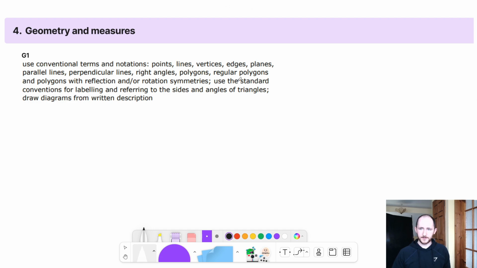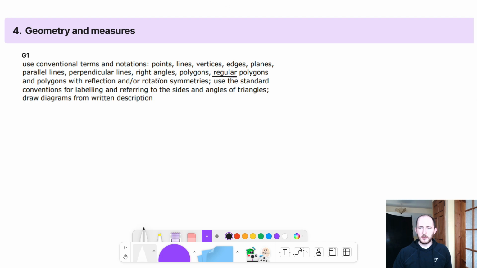All polygons. A regular polygon, so if you see the word regular, so regular octagon, regular pentagon or something, it means all of the sides are the same length and all of the angles are the same size. And polygons which have different symmetries, which again, if they're regular, they tend to have at least 1 degree of symmetry for reflection and even rotation as well.